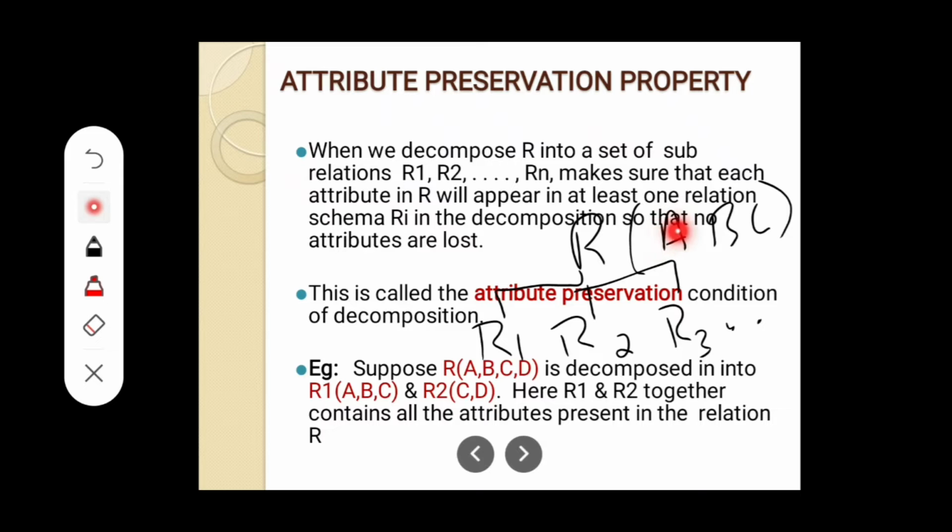That means this A must be present in at least R1 or R2 or R3. This B must be present in either R1, R2 or R3. This C also must be present in either R1, R2 or R3.